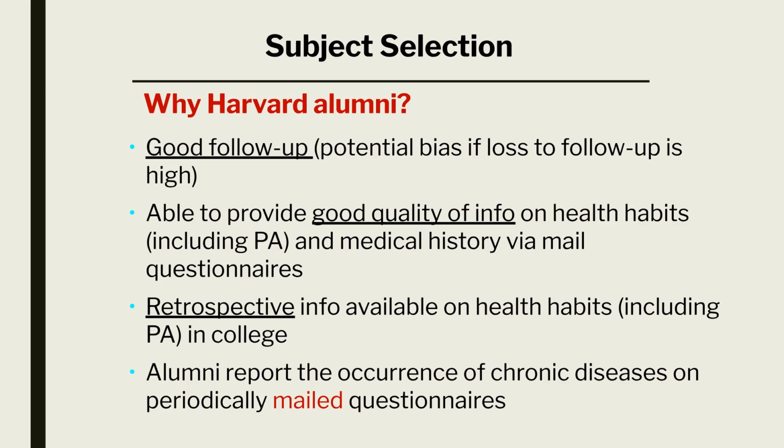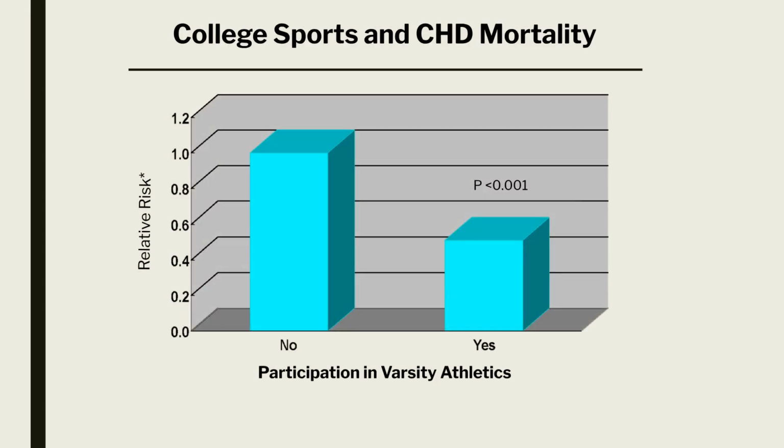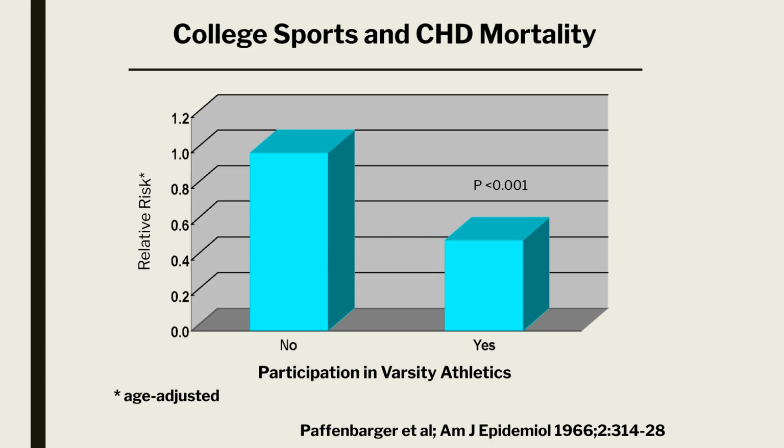Harvard alumni were generally well-educated, which made them more likely to monitor their health and accurately report medical history and lifestyle behaviors. In addition, researchers had access to historical data from their college years, providing valuable baseline information. This cohort has generated multiple publications, which is common for large, long-term cohort studies. One finding examined the relationship between college sports participation and coronary heart disease mortality. In this study, individuals who participated in varsity athletics had a lower risk, about 0.6 times the risk, compared to those who did not participate.